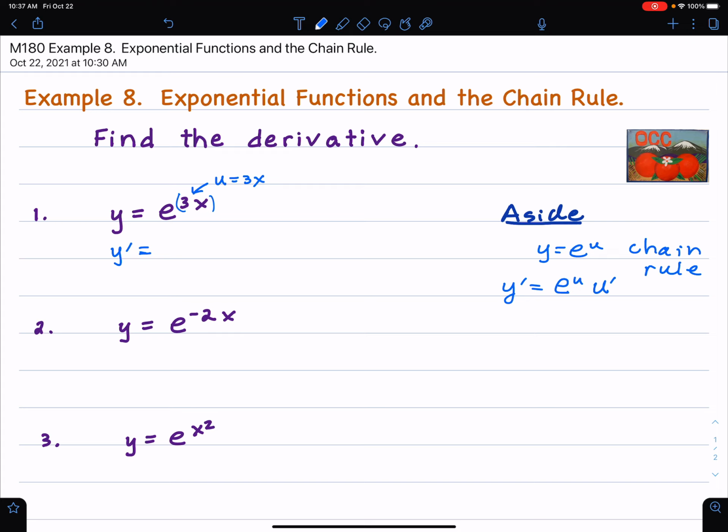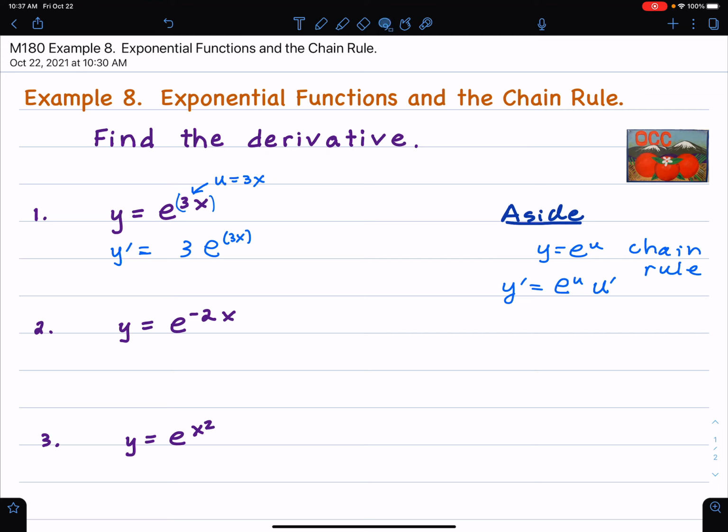So you might not want to write that down or even think about that usually. The derivative of e to the 3x is what? Well, the derivative of e to the u, the exponential, is just e to the u. So I write e to the u, but u is 3x. And then I multiply by the derivative of u. The derivative of 3x is 3.